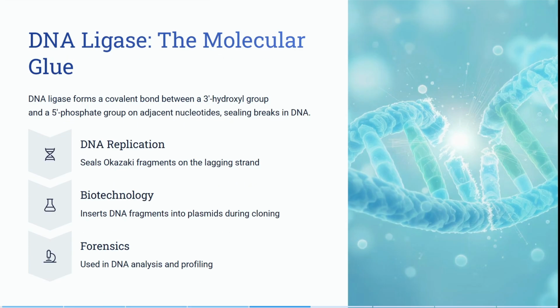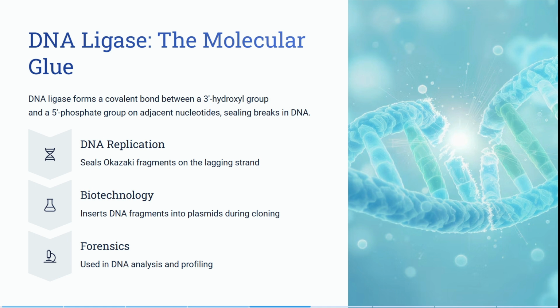Once DNA has been cut, how do we put it back together? Enter DNA ligase. This enzyme forms a covalent bond between a 3' hydroxyl group and a 5' phosphate group on adjacent nucleotides, essentially sealing the break. DNA ligase is critical in DNA replication, especially when sealing Okazaki fragments on the lagging strand. During replication, the leading strand is made continuously, but the lagging strand is made in small chunks. DNA ligase connects those fragments into one smooth strand.